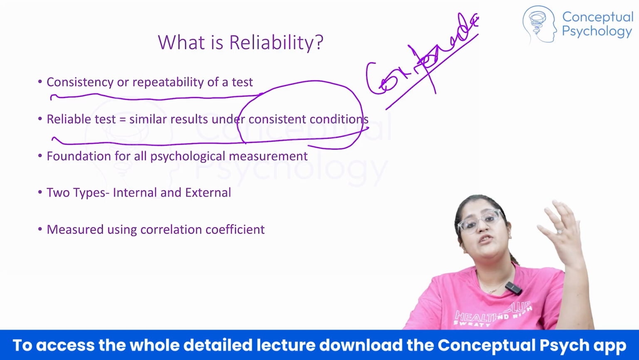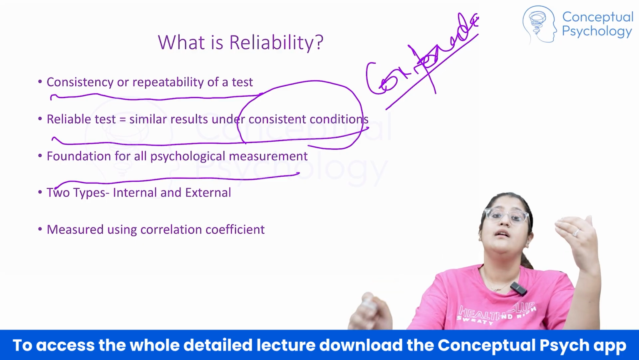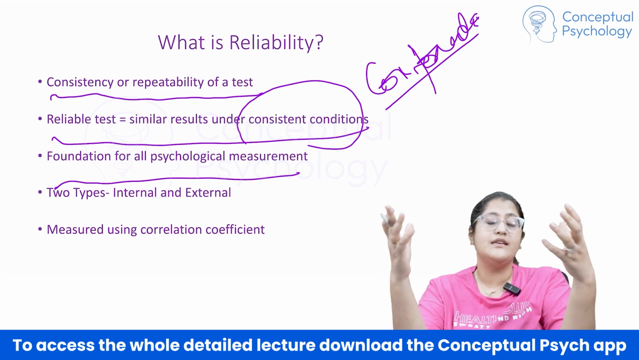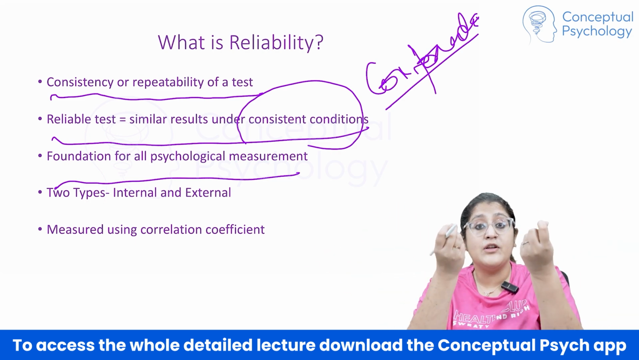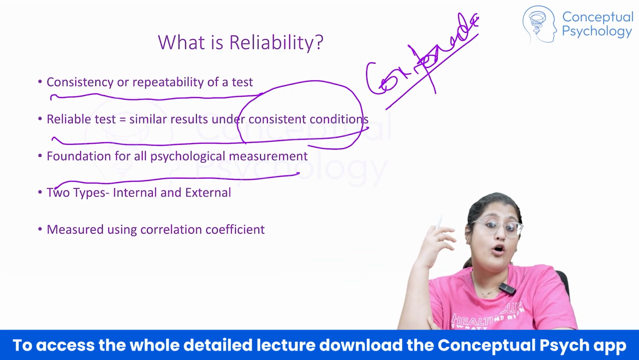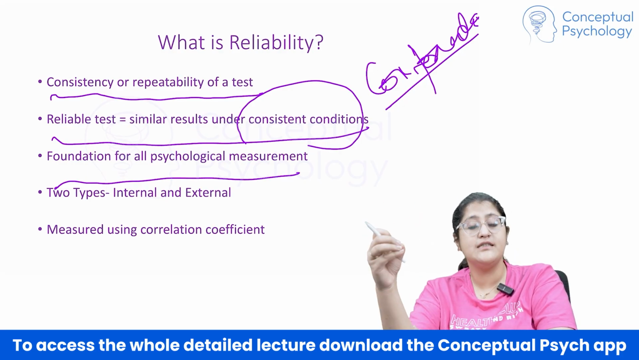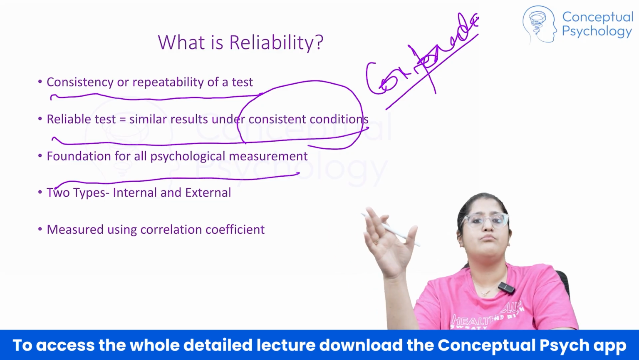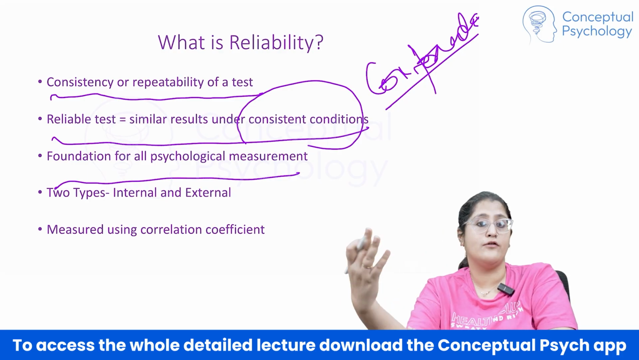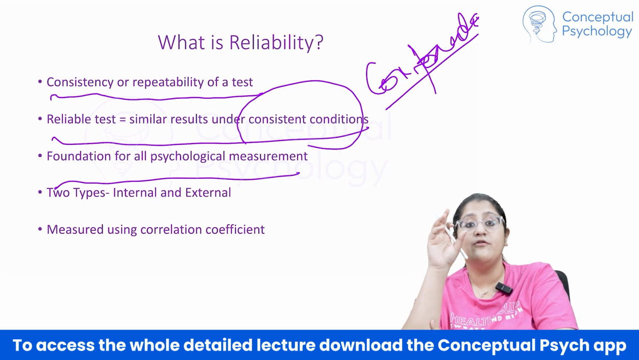Reliability of course becomes the foundation of all psychological measurement, because a test will not be regarded as universal if the findings are not consistent. For an IQ test, how can you say with confidence that this person has borderline IQ, or a borderline level of mental retardation? You can say that with confidence because you know that the test you are using is reliable. Why is it reliable?